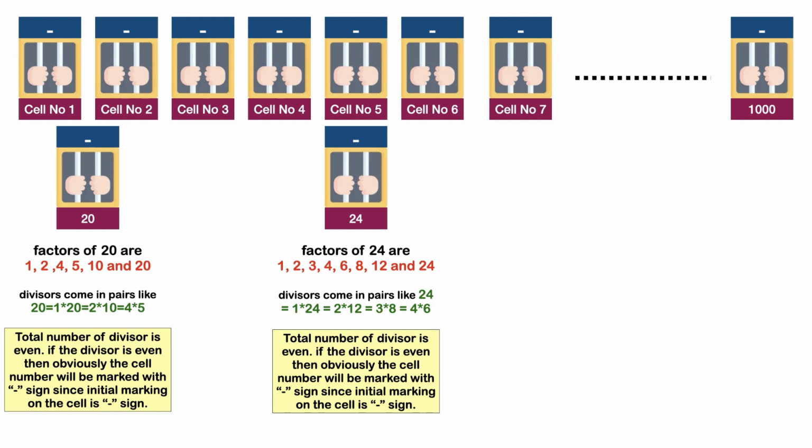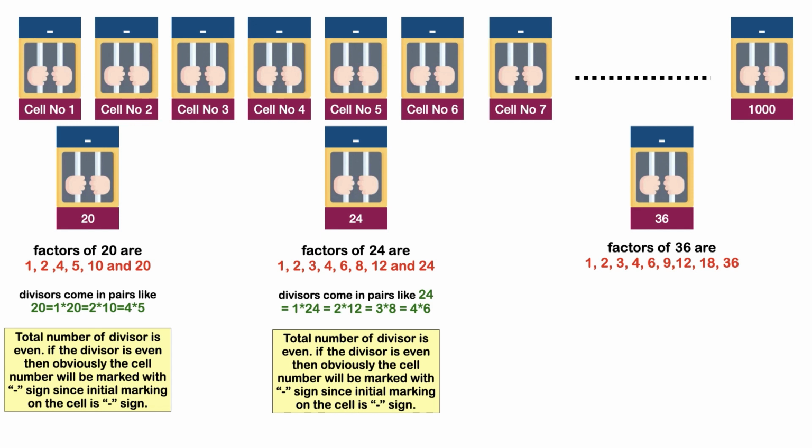Now next big question is, does this hold good for all numbers? Answer is no. This trend is not followed if the number is a perfect square. In perfect square, total number of divisors will become odd. For example, 36. Their factors are 1, 2, 3, 4, 6, 9, 12, 18, 36. Clearly here the number of factors are odd.